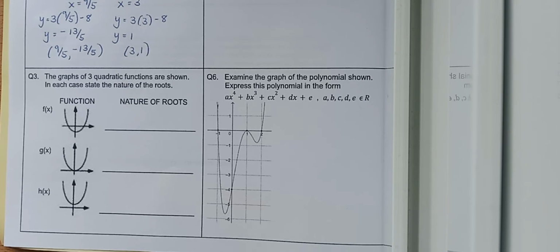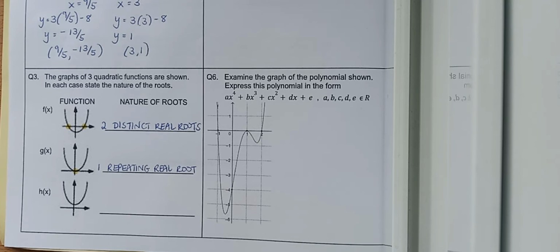On to question 3. This is just a question asking you to identify the nature of the roots. So let's have a look at what's going on here. We've got 3 different diagrams, and we've got different interactions with the x-axis in each case. In the first diagram, we've got 2 intersections with the x-axis, meaning 2 distinct real roots. In the second diagram, we've got 1 point where the curve intersects the x-axis. So actually that's 1 repeating real root, or 2 equal real roots if you like. And in the last case, there's no intersection with the x-axis, so there are no real roots. I've got complex roots instead.